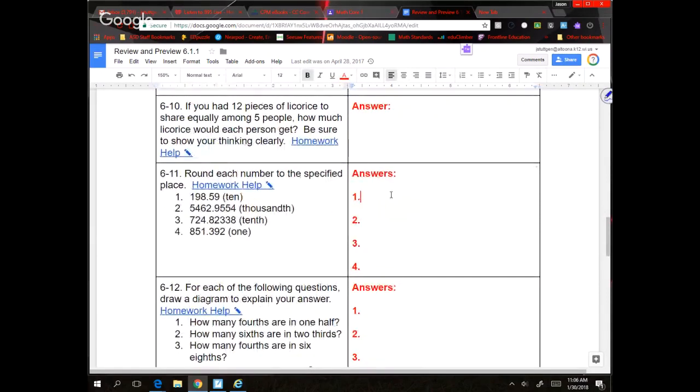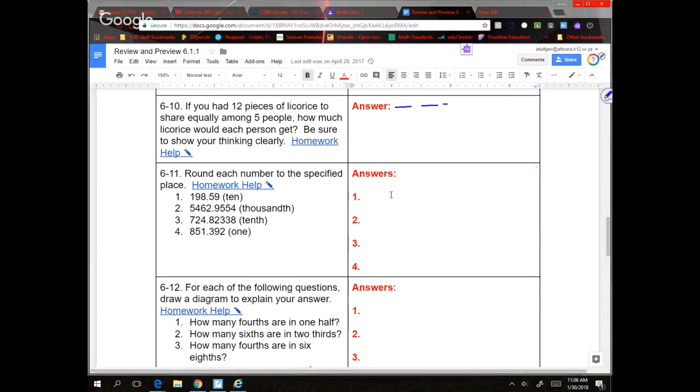We have 12 pieces of licorice, and we want to share it equally among 5 people. So I'm just going to do quick lines. 1, 2, 3, 4, 5, 6, 7, 8, 9, 10, 11, 12. So I'm going to say this is person 1. Here's person 2. Here's person 3. Person 4. And here's 5. And then obviously I have to split these last 2 up into fifths.